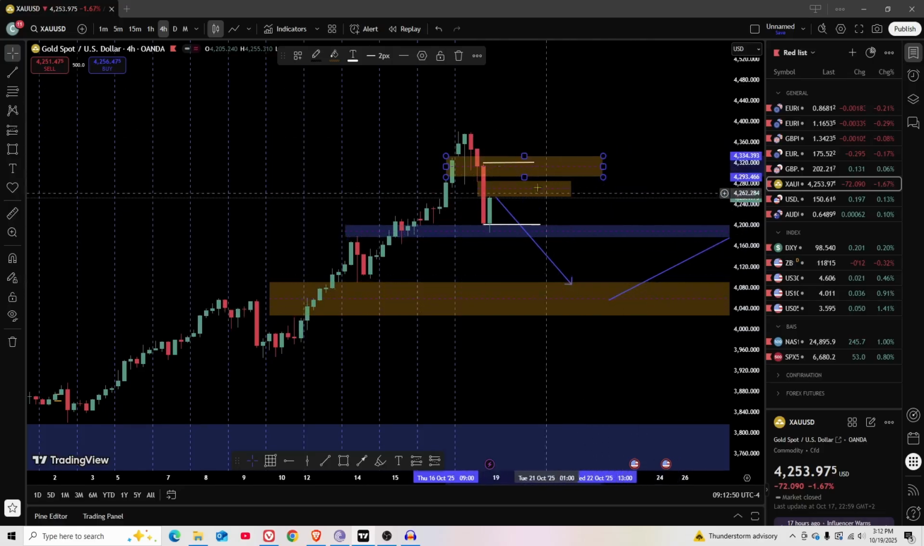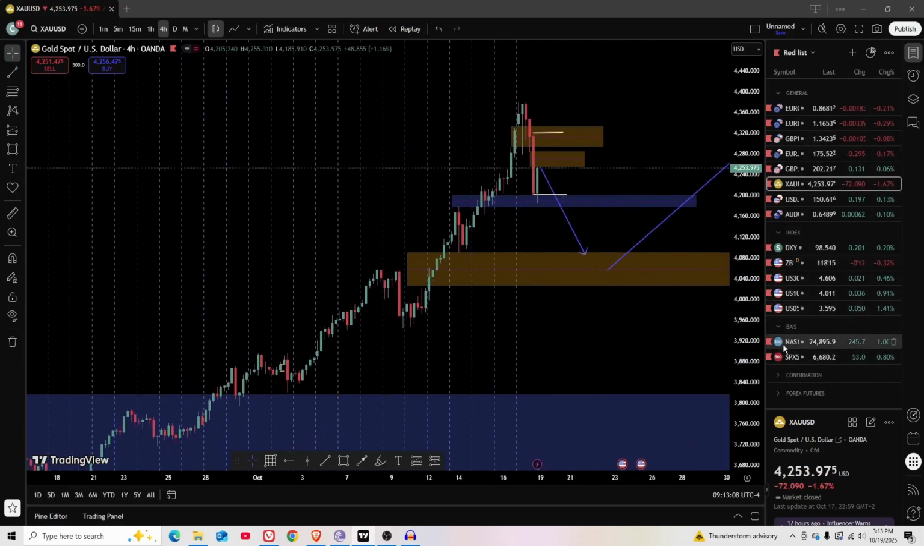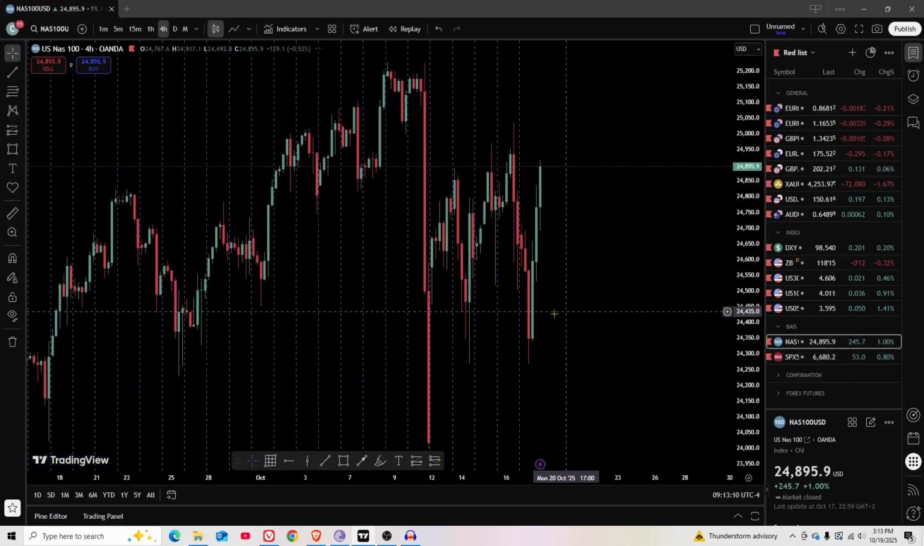But at the moment, I want to see how the market would work around this. My expectation is that we open and we go for that high. Then we'll take it from there. And then our next pair that we can look at is Nasdaq.